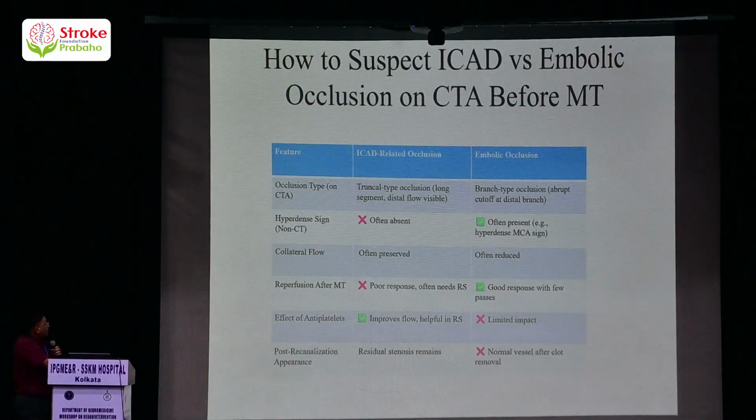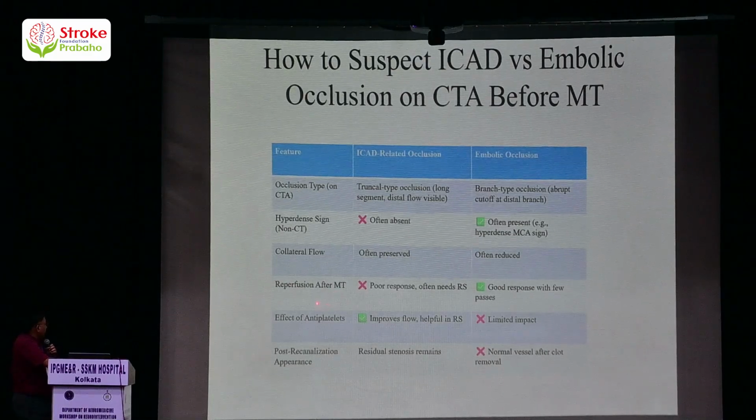So how to suspect ICAD versus embolic occlusion on CT angio before MT? If the occlusion is truncal type, it indicates intracranial atherosclerotic disease: long segment and distal flow is visible. Embolic occlusion is a branch type occlusion, with an abrupt cutoff of the distal vessel. The hyperdense sign is usually absent in ICAD-related occlusion. In embolic occlusion, the hyperdense sign is present. Collateral flow is often preserved in ICAD because mostly it is a long-standing stenotic segment. In embolic occlusion, the collateral flow is reduced.